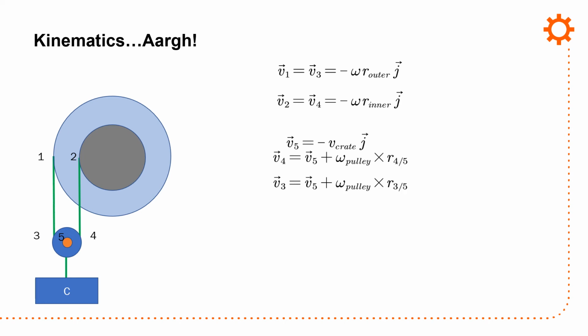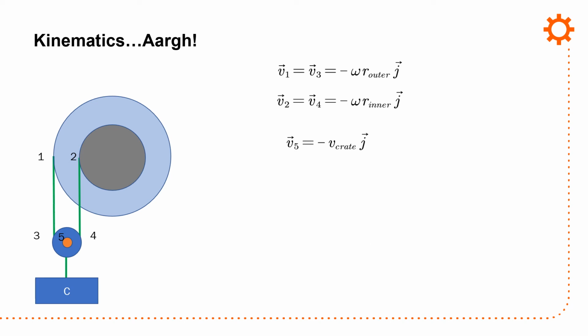So let's continue with this. If I do that, I can say, look, V4 and V3 are both attached to the same pulley, and V4 is equal to V5 plus omega pulley cross R4 with respect to 5. Velocity 3 is equal to velocity 5 plus omega pulley cross R3 with respect to 5. So 3 with respect to 5 and 4 with respect to 5 are equal magnitude but opposite sign. And so in order to do this, I'll define everything with respect to 5, and R3 with respect to 5 is minus R pulley I.